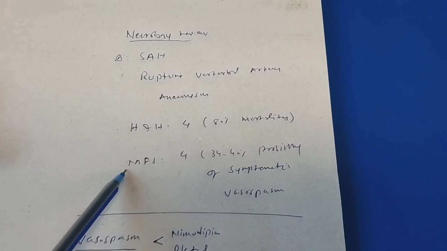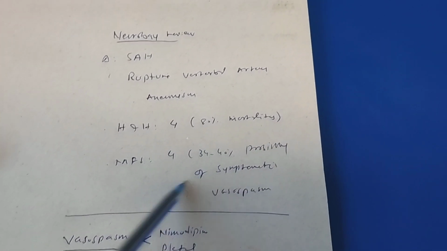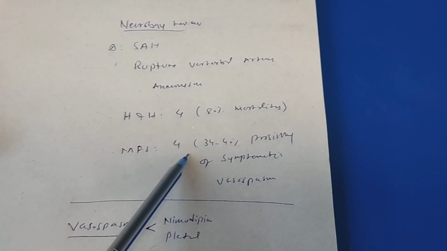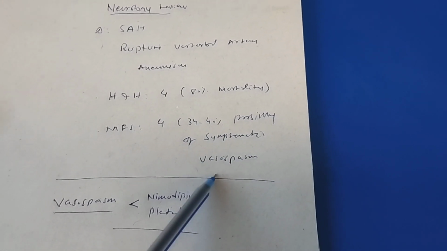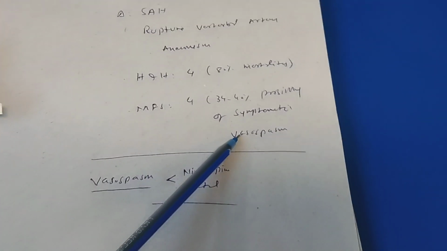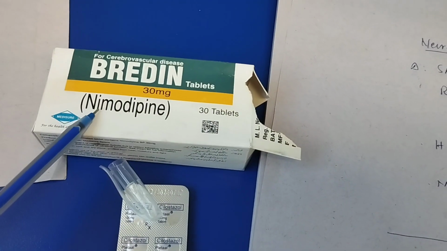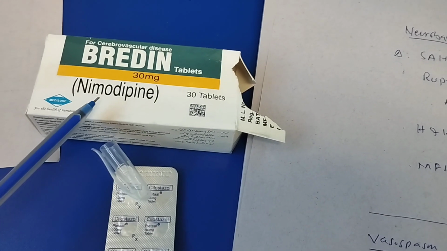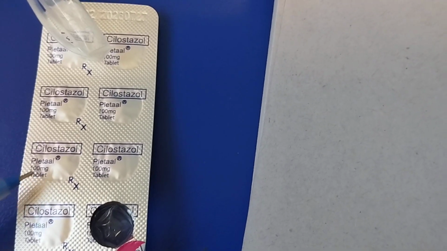one is MFS. The HNH score for this patient was 4, which means 80% mortality, and the MFS score for this patient was 4, which means 34 to 40% probability of symptomatic vasospasm. This vasospasm can cause infarct, so that's why we have to protect the patient from vasospasm, and for that we give nimodipine, which is 60 mg 4 hourly, and Pletal, which is cilostazol. This Pletal cilostazol 100 mg BD.